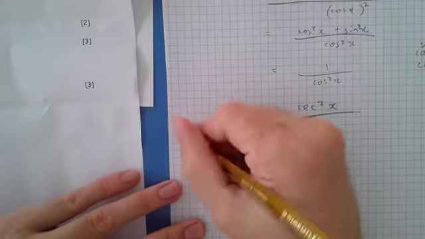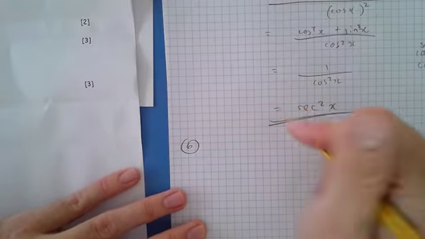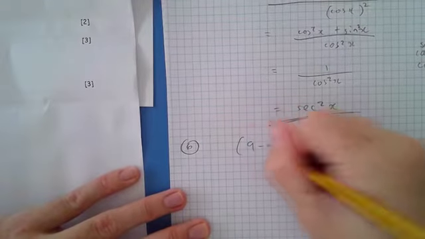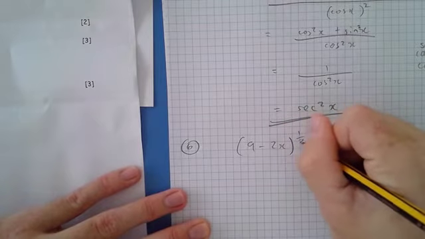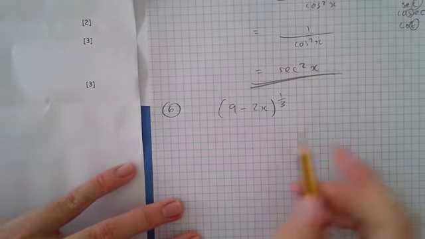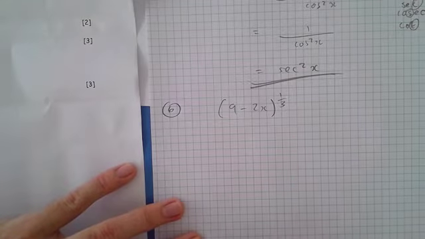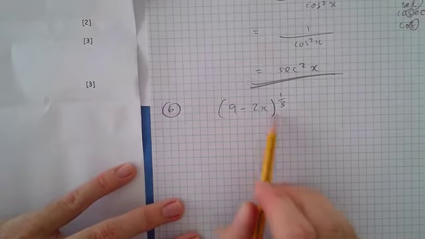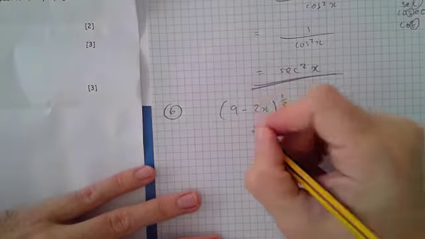Okay, then final one, number 6. So number 6 is 9 minus 2x to the power of a third. Now again, if in doubt, chain rule it out. Okay? If it was me, I'd probably chain rule it because it's quite nasty. It's got a third and then minus 2x. I'm not going to risk trying to do it in my head.